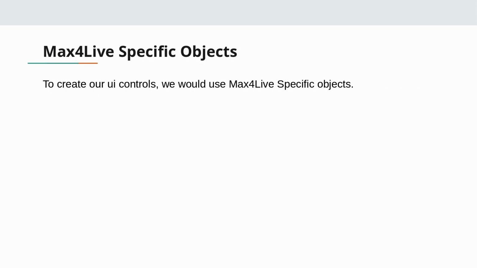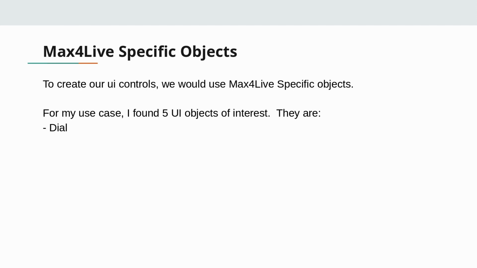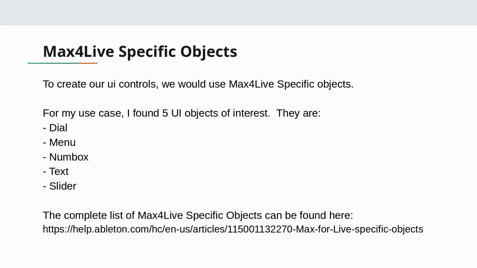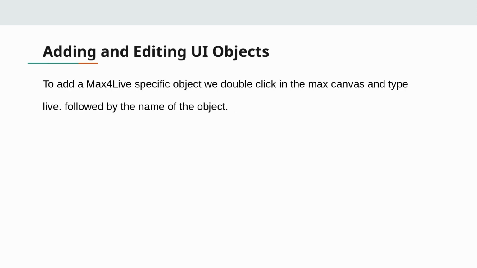To create our UI controls, we would use Max for Live specific objects. For my use case, I found 5 UI objects of interest. They are dial, menu, nbox, text, and slider. The complete list of Max for Live specific objects can be found here. To add a Max for Live specific object, we double-click in the Max canvas and type live dot followed by the name of the object. For example, live.dial will create a dial control.